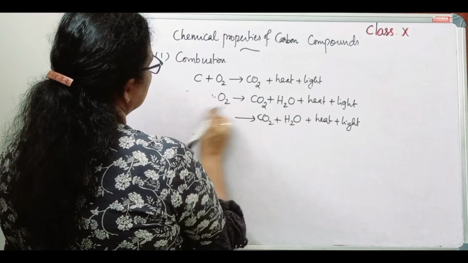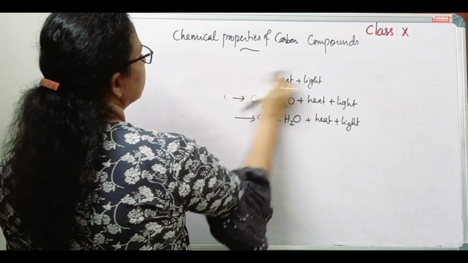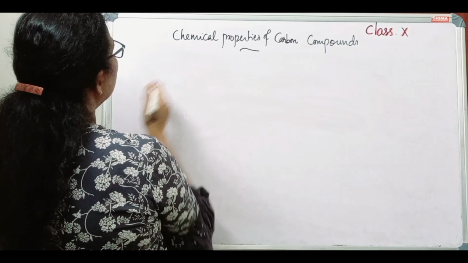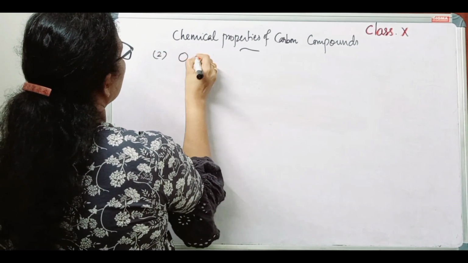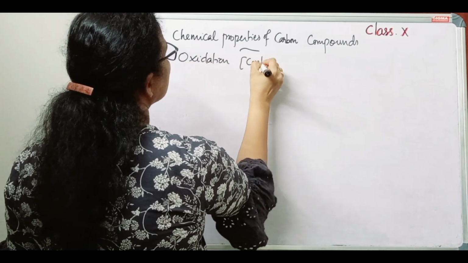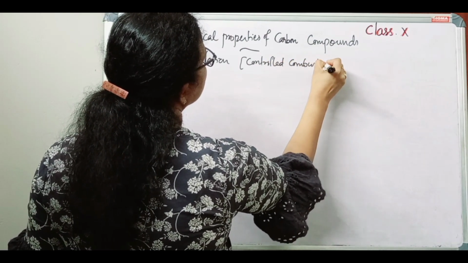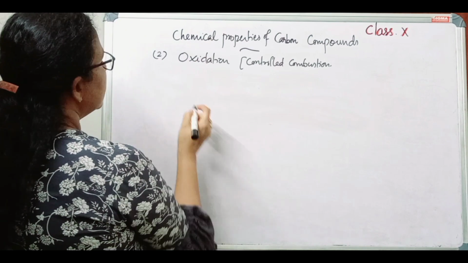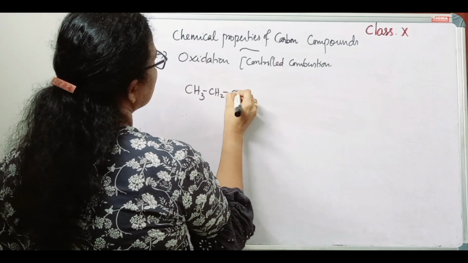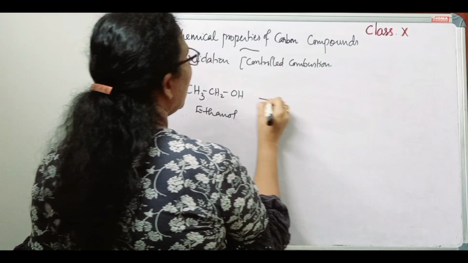Now we can see the second property, that is called oxidation. Oxidation is controlled combustion. Let's take one example, that is CH3CH2OH, that is ethanol. So ethanol on oxidation.